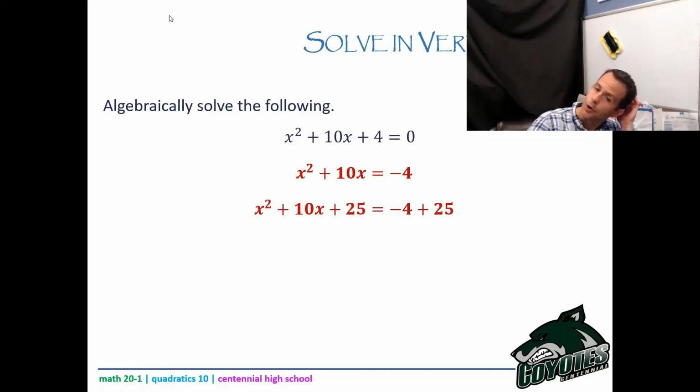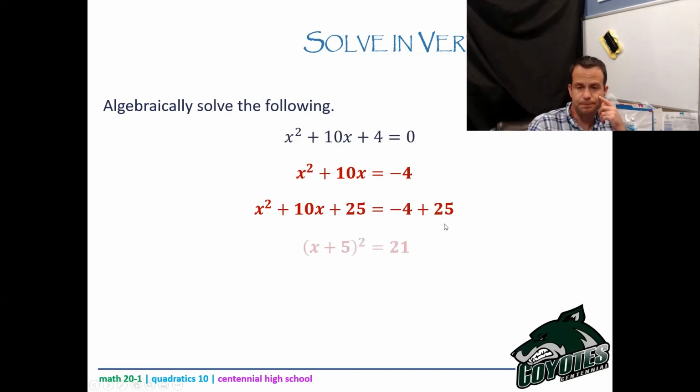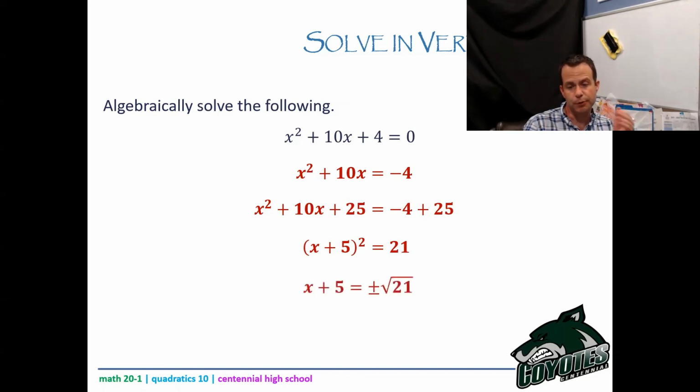Okay, so this guy, you guys are getting old hat at this now. This guy will factor into (x + 5) all squared, and then this will be 21. Okay, now I'm just ready to take the square root. Remember, when you take the square root, it could be plus or minus. There's always two possibilities. So this is going to be x + 5 = ± √21, and then just subtract the 5. So x = -5 ± √21.